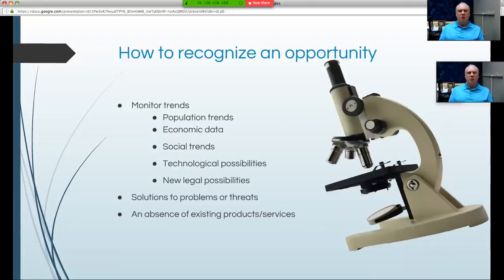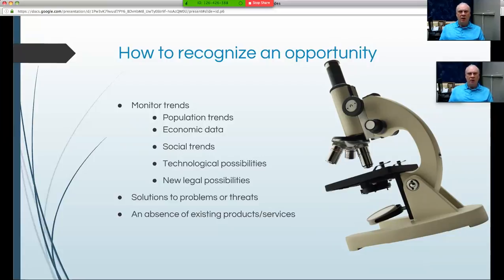How to recognize an opportunity? First, try to monitor trends in the environment. So I'm talking about population trends, maybe a growth in people living in a particular area, or a growth in older populations. We have economic data, maybe in an area, a particular segment of the population, maybe older folk have disposable income to spend. Third, we have social trends. Might be an increase in people using social networking.